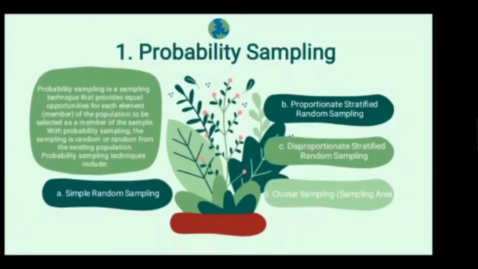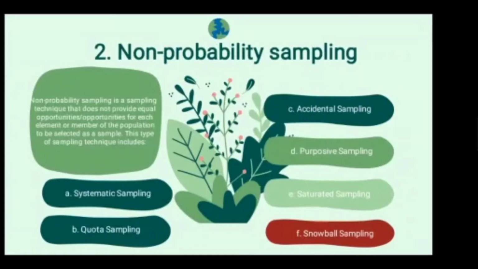First one is probability sampling. Probability sampling is a sampling technique that provides equal opportunities for each element of the population to be selected as a member of the sample. With probability sampling, the sampling is random from the existing population. Probability sampling techniques include, first, simple random sampling, and then proportionate stratified random sampling, disproportionate stratified random sampling, and the last one is cluster sampling.